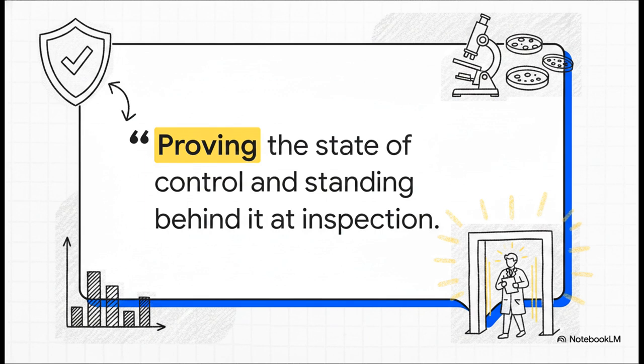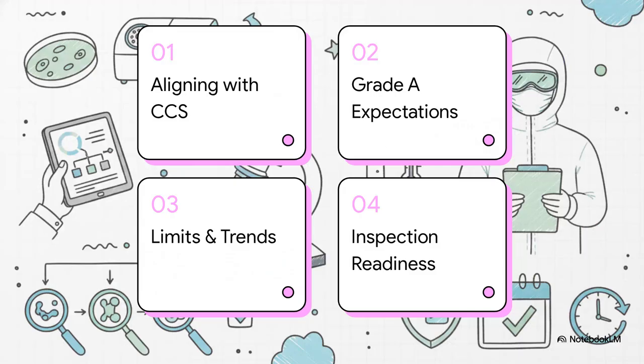Your data can't just be numbers on a page, right? It needs to be your shield, your absolute proof that your processes are operating exactly as intended. To get there, we're going to follow a 4-step inspection-ready funnel. We'll start with aligning your monitoring with your contamination control strategy, then we'll hit Grade A expectations, move into limits, trends, and excursions, and wrap up with continuous inspection readiness.